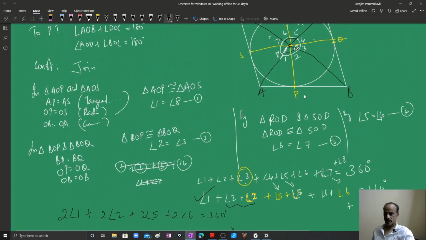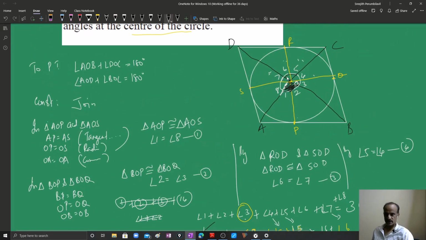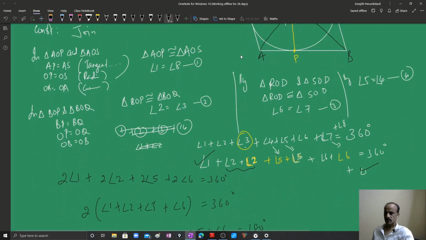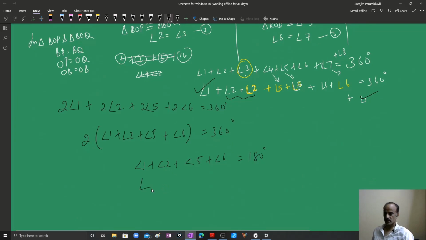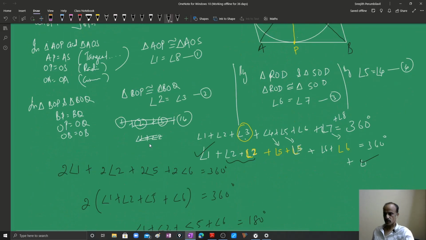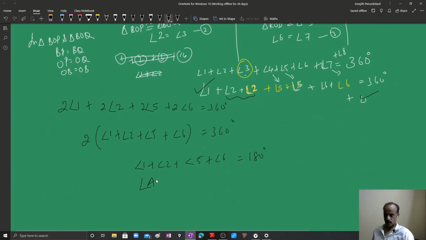Let us look at this angle. Angle 1 and 2 is this angle, plus 5 and 6, which means this angle. So that means angle AOB plus angle DOC is equal to 180 degrees. This implies angle AOB and angle DOC are supplementary angles.